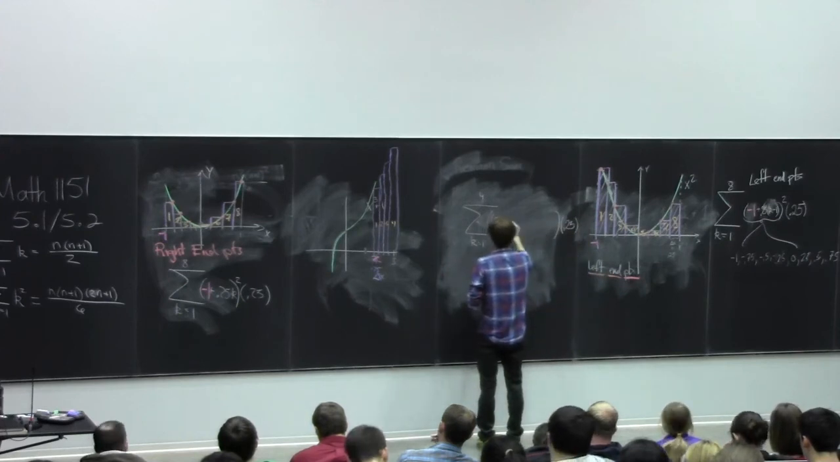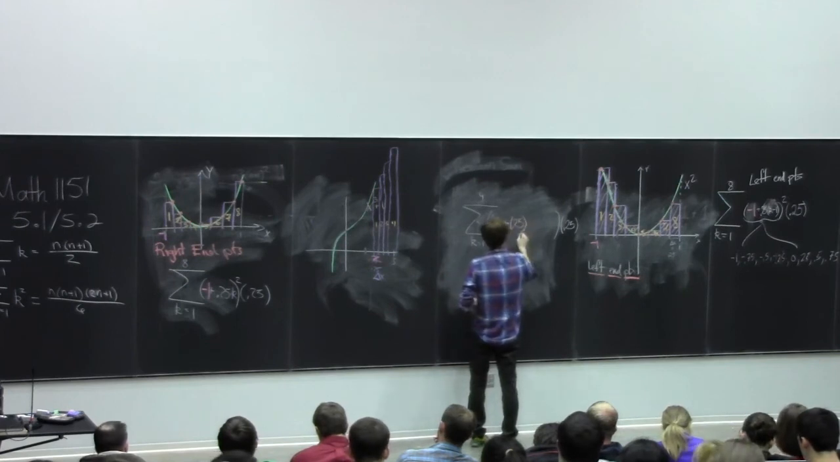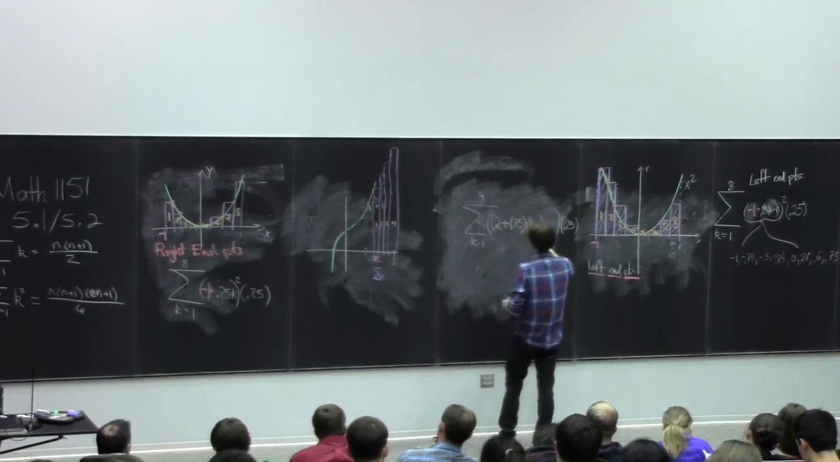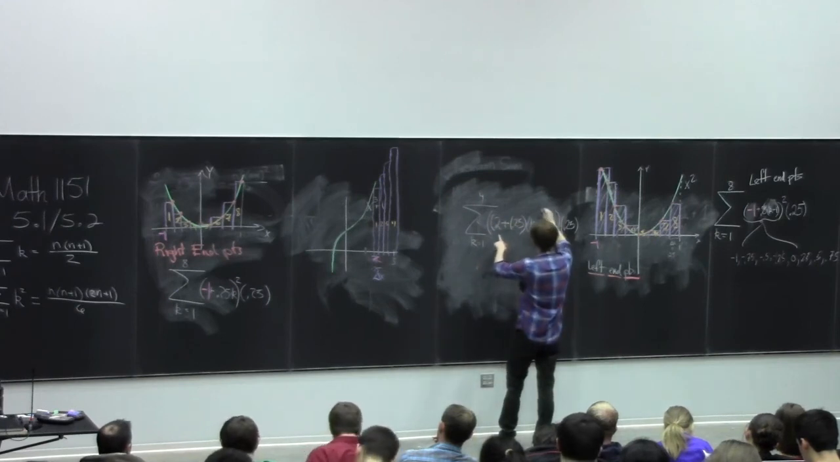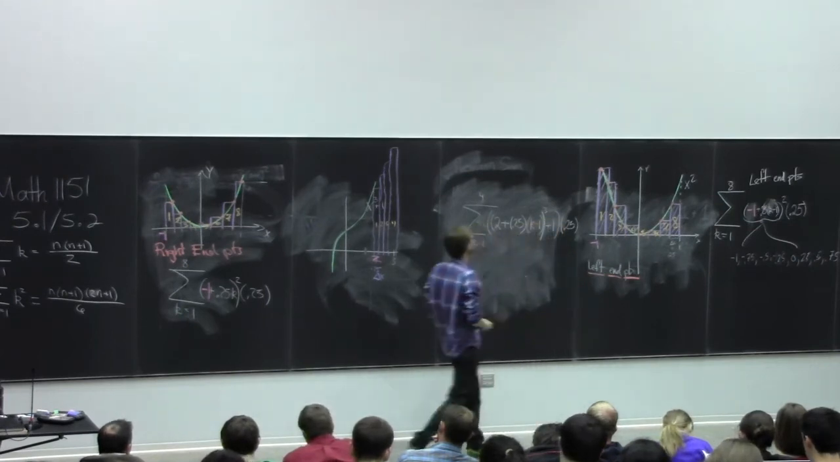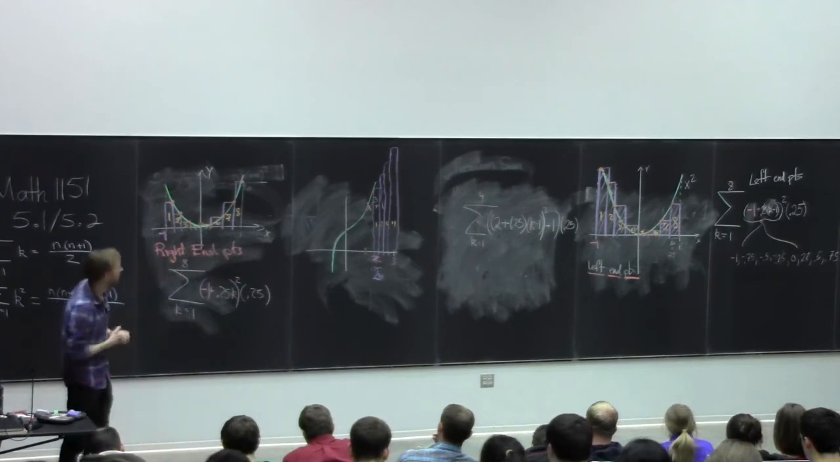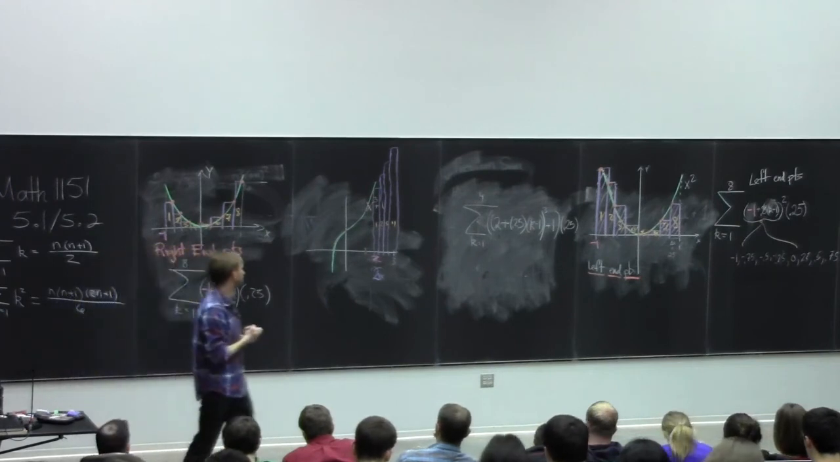Two plus 0.25 times k minus 1 cubed plus 1. And we can check it.